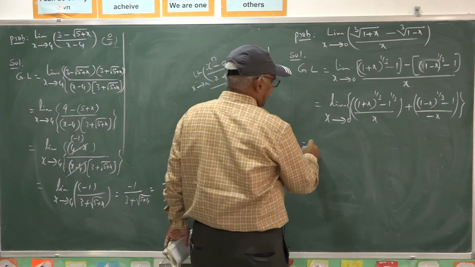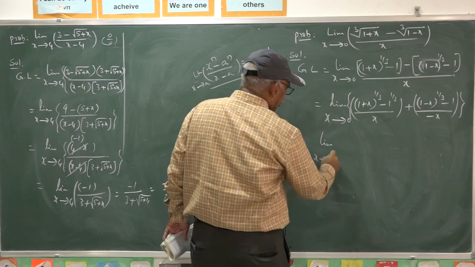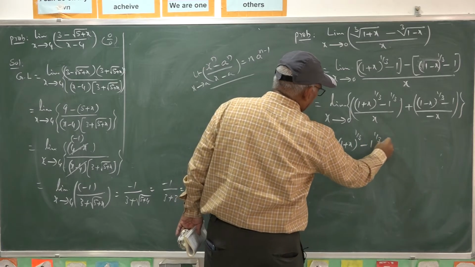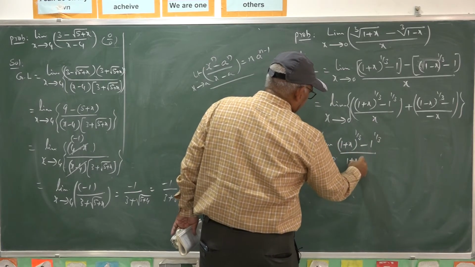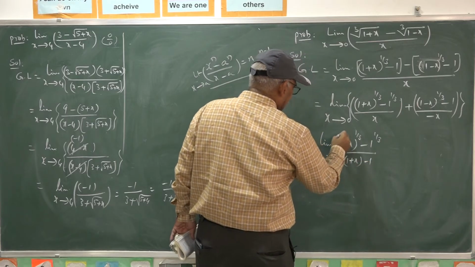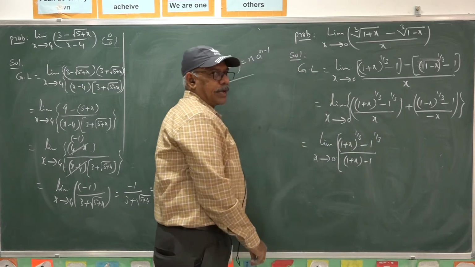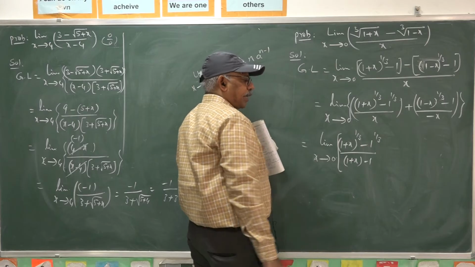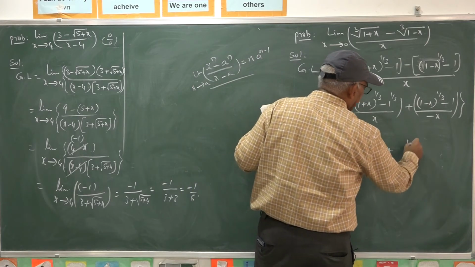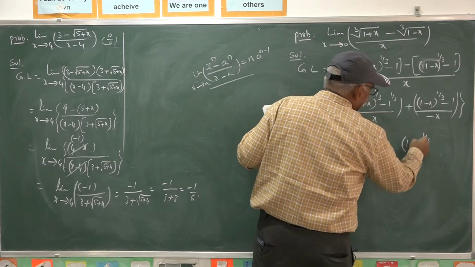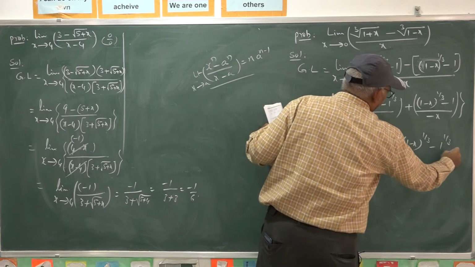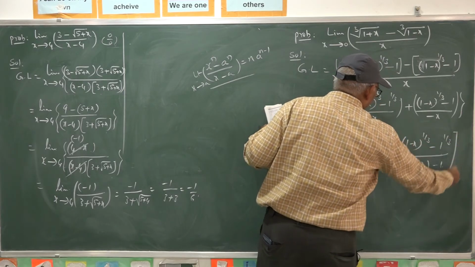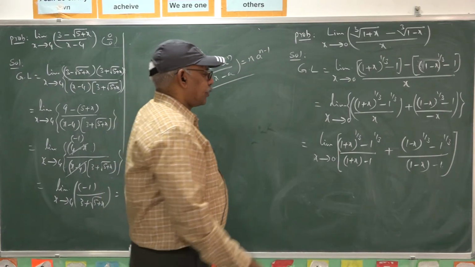Now this is, as x goes to 0, (1 plus x) whole power 1 by 3 minus 1 power 1 by 3, by this x, which may be written as 1 plus x minus 1. This is the denominator; x may be written as 1 plus x minus 1. Here also I am adding 1 and subtracting 1. Similarly plus, this may be written as (1 minus x) whole power 1 by 3 minus 1 power 1 by 3, by, here also add 1 and subtract 1 to the denominator. This is one term and this is another term.